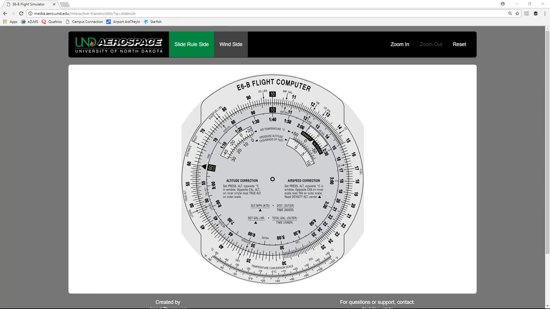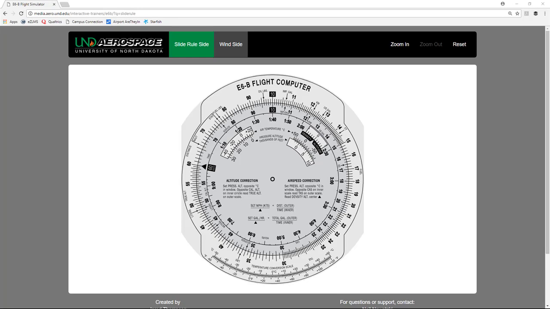True airspeed is important for performance calculations and time calculations, but it's not really important for aerodynamic considerations, because the true airspeed doesn't really describe the amount of dynamic pressure that the wing is experiencing. It is simply the speed of the air in relation to the aircraft.